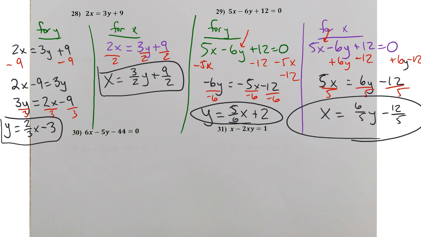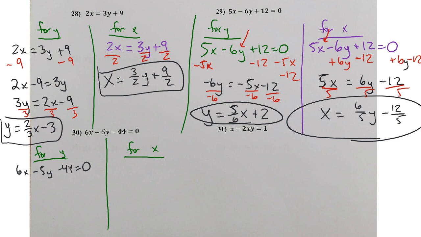30, exact same concept as 29. Right? 4y, 4x. Don't forget your labels. So many people forgot their labels when I was walking through. So 6x minus 5y minus 44 equals 0.